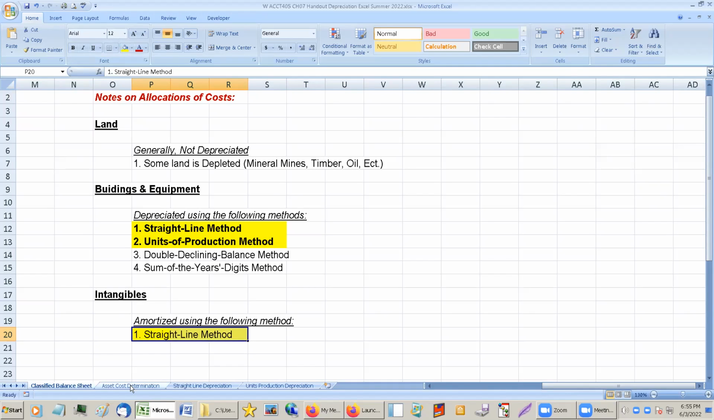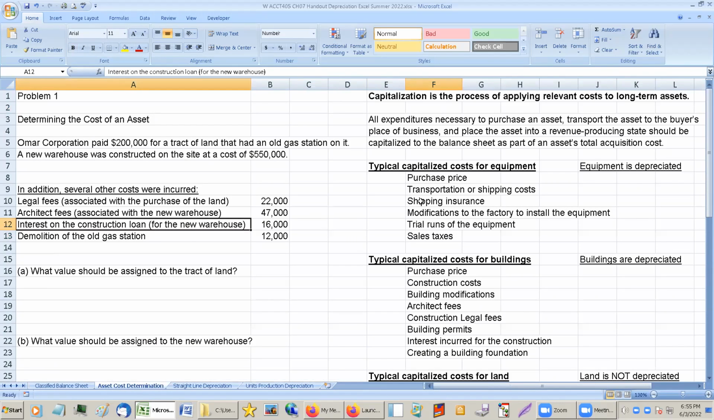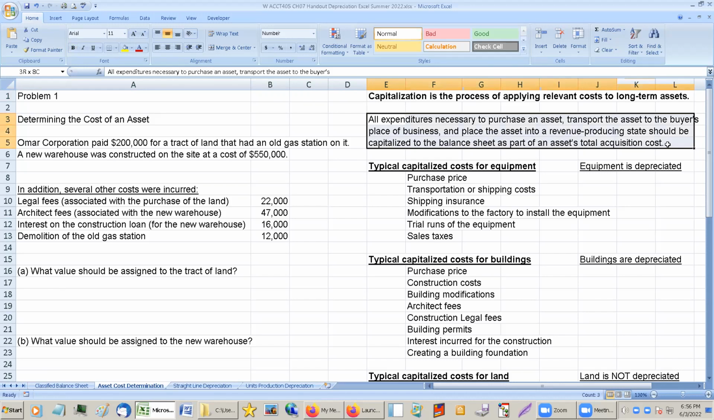Okay. First thing we're going to do is look at what goes into an asset. What goes into the cost of an asset? So capitalization is a process of finding relevant costs of long-term assets. Okay, so when you buy an asset, what goes into it? And most everything that goes into it is anything to get the asset up and running. So anything that's used to get the asset going is put in there. Now, operating the asset is generally not.